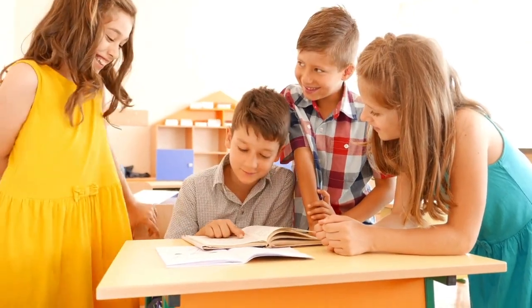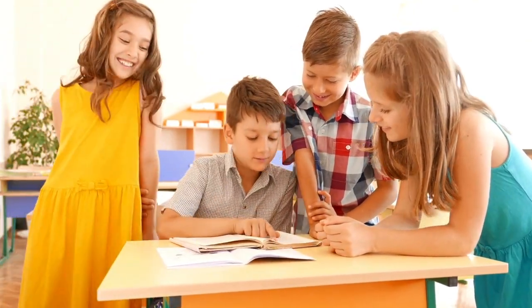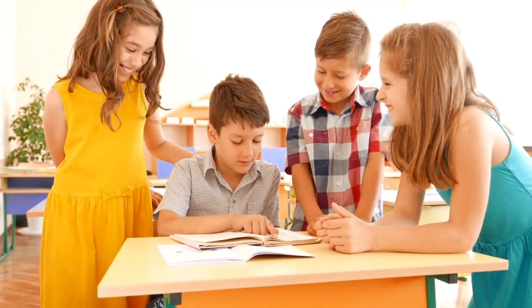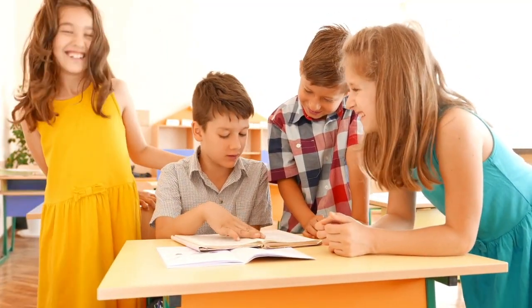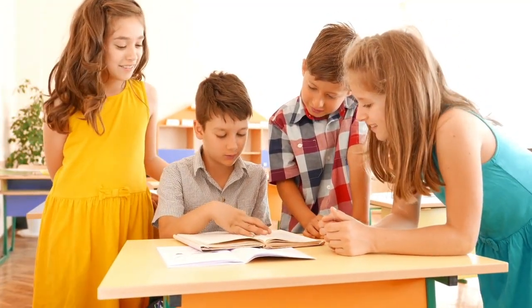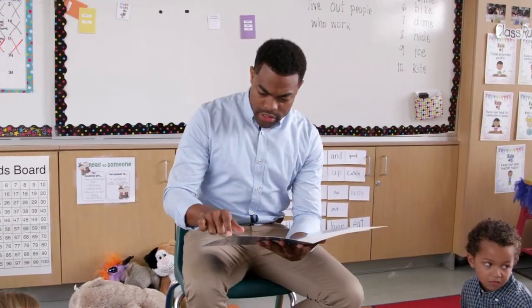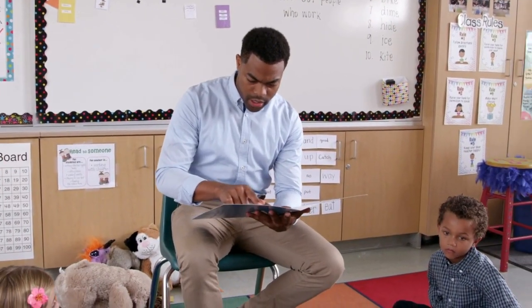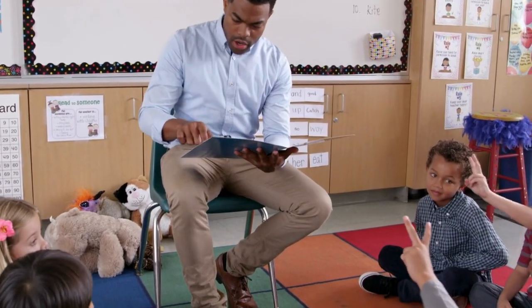Now, let's address the elephant in the room: balance. It's so easy to get caught up in making our read alouds interactive that we sometimes lose the flow of the story. Remember, the goal isn't to stop and discuss on every single page. Instead, choose 2 to 3 strategic moments where deeper interaction will really enhance their understanding.